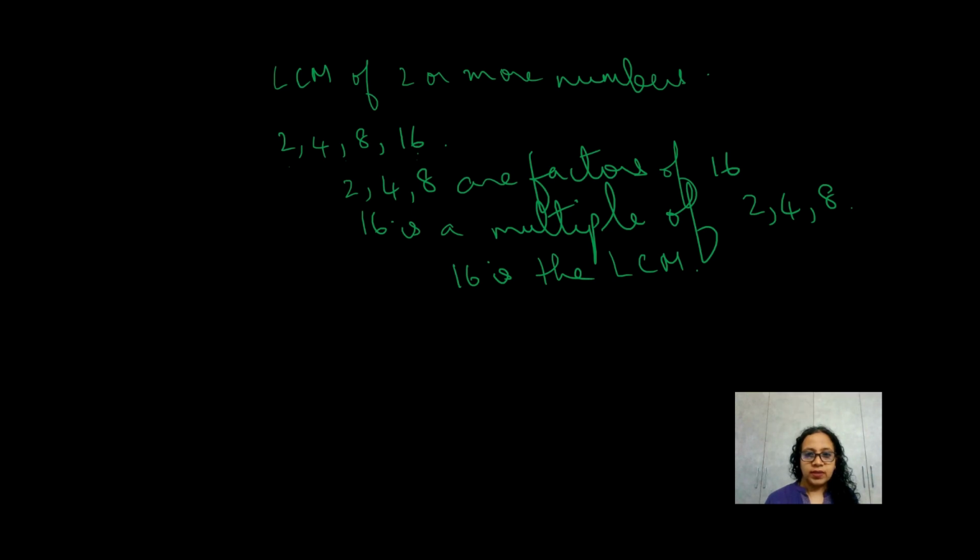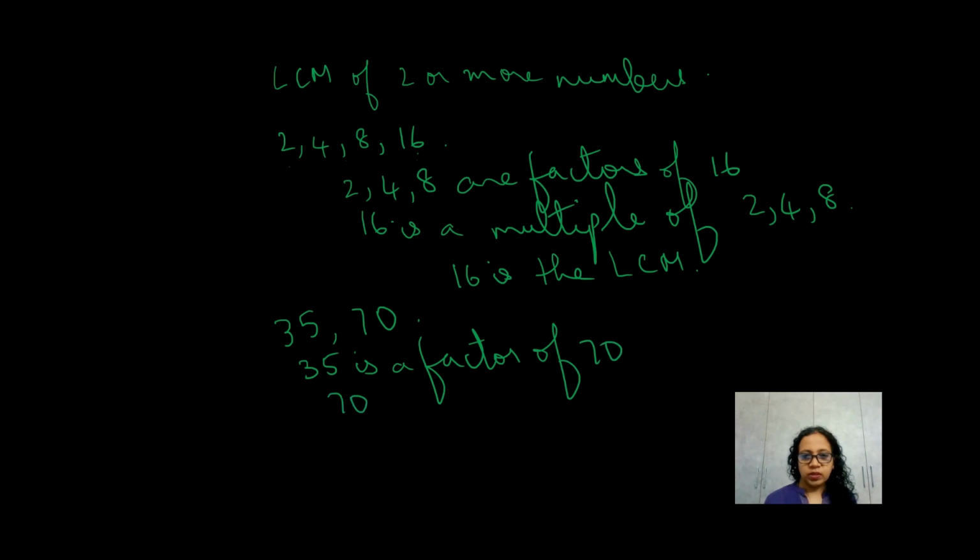Now let's take another example, 35 and 70. Now 35 is a factor of 70, or 70 is a multiple of 35. Therefore, you can say that 70 is the LCM of 35 and 70.